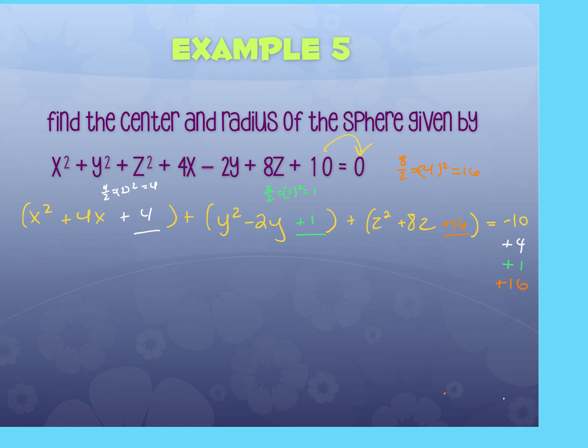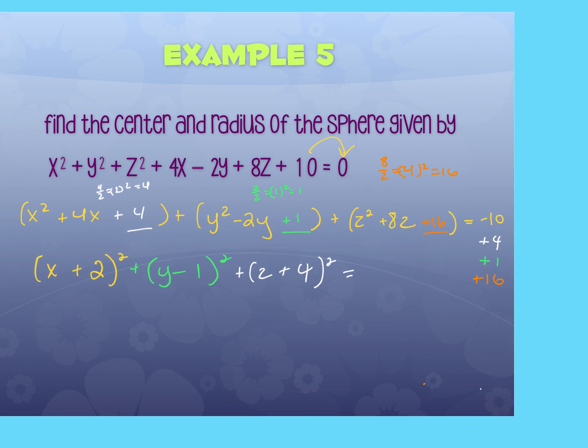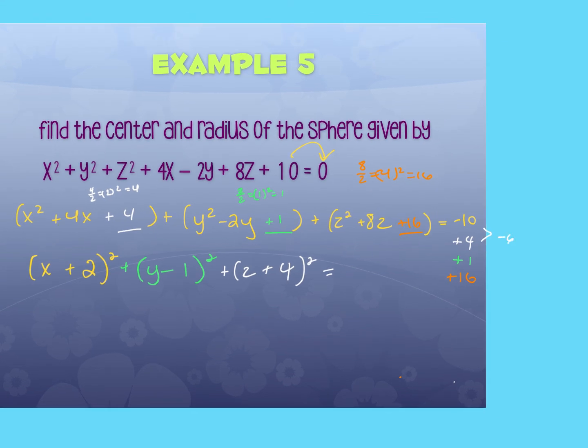Everybody's good so far, right? We have now completed the square 800 times this year. Okay, so now we're going to square root the first term, square root the last term, take the sign from the middle, put it in the parentheses, and square it for the x. Same for the y, and the same for the z. And then negative 10 plus 4 is negative 6, plus 1 is negative 5, plus 16 is 11.